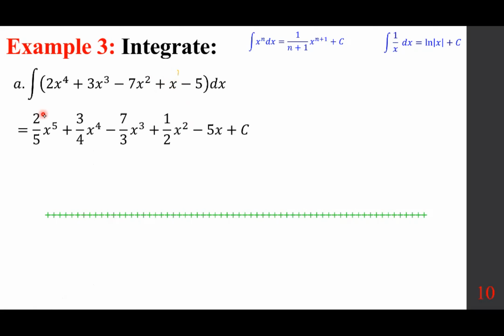2 over 5 x to the power of 5, 3 over 4 x to the power of 4, minus 7 thirds x cubed. x gives you 1/2 x squared. Minus 5x and a constant.